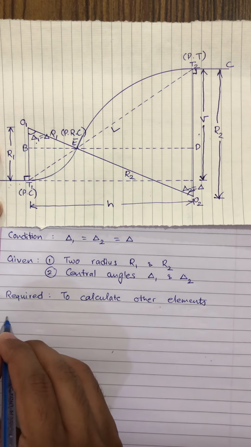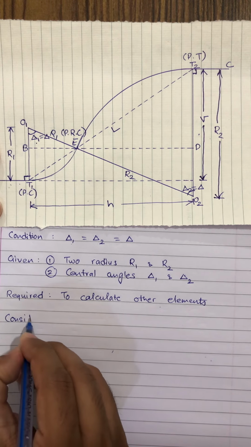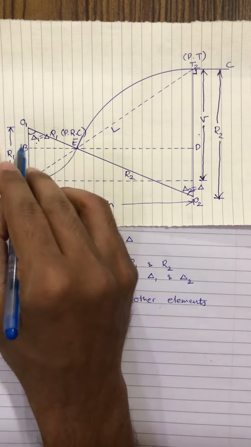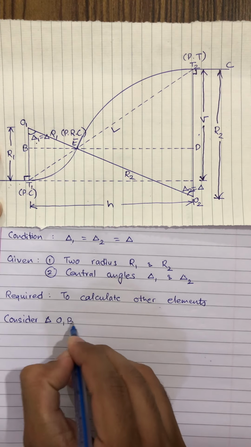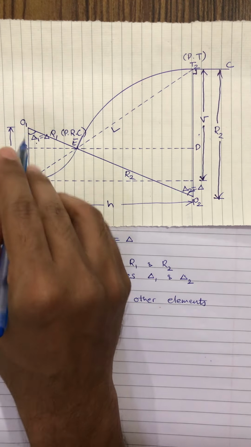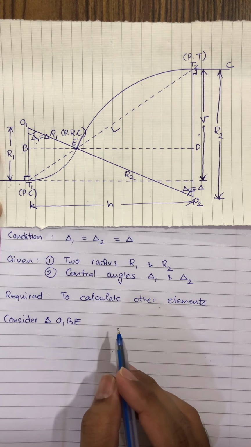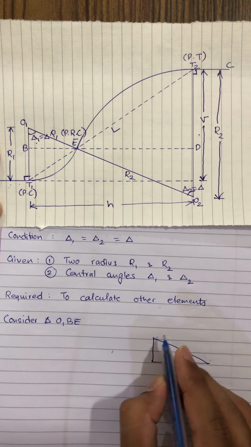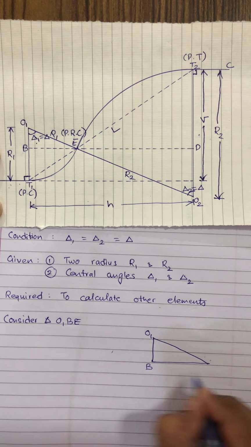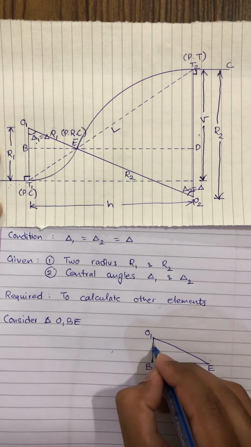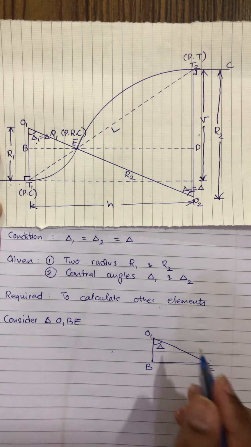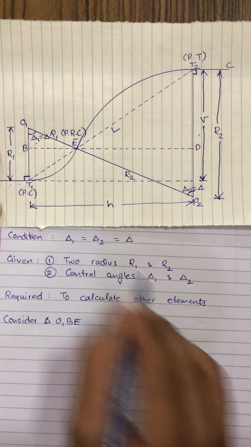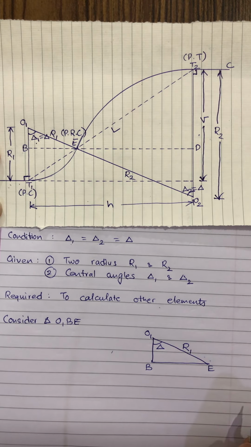So now if we consider this triangle O1BE, let us make a triangle like this over here. So this is O1, B and E. Here the angle is given as delta, and this O1E is the radius R1.